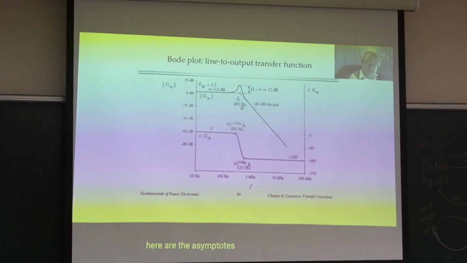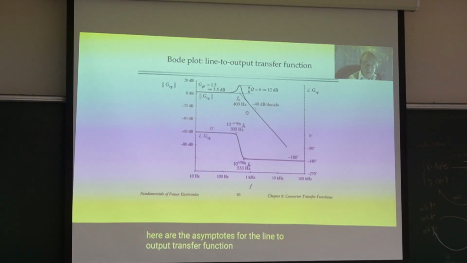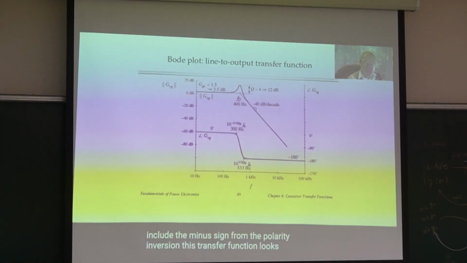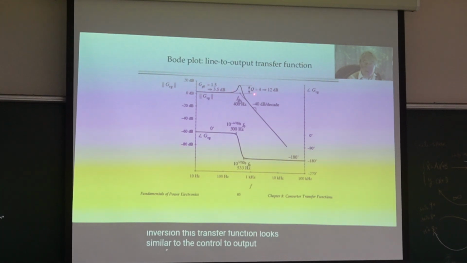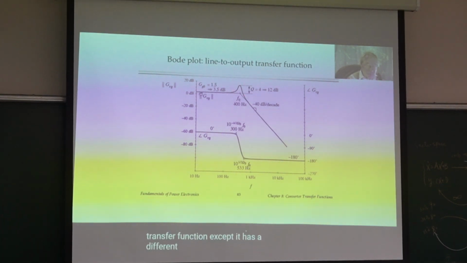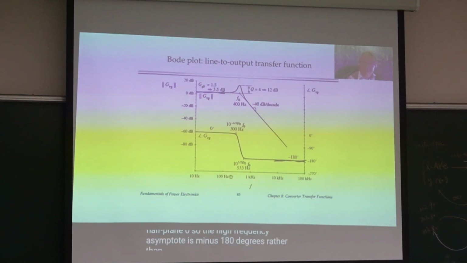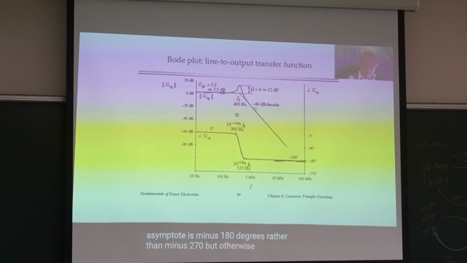Here are the asymptotes for the line to output transfer function of the buck-boost converter, and again, they don't include the minus sign. So this is the voltage gain from input to output. This transfer function looks similar to the control to output transfer function, except we have a different DC gain, 3.5 ohms in this case. And it doesn't have the right half plane zero. So the high frequency asymptote is minus 180 degrees rather than minus 270. But otherwise it's similar.